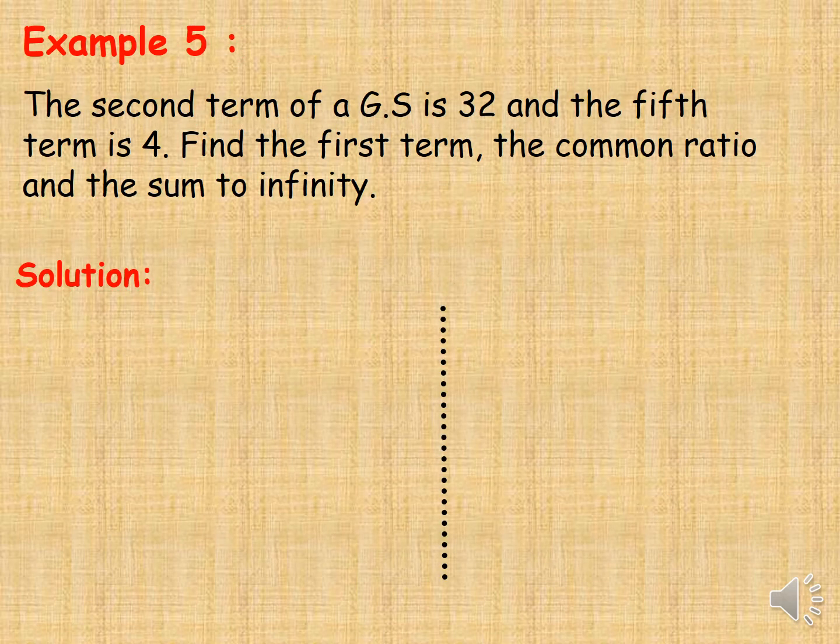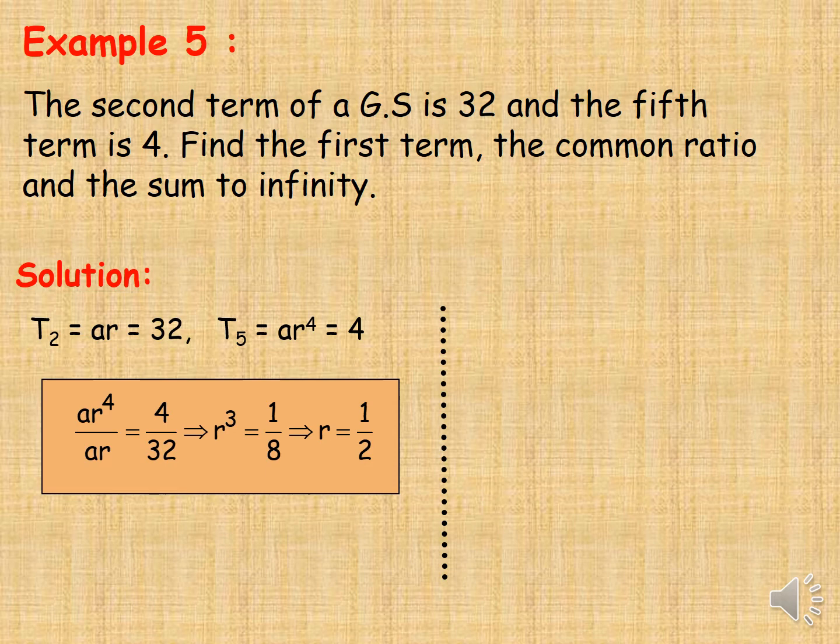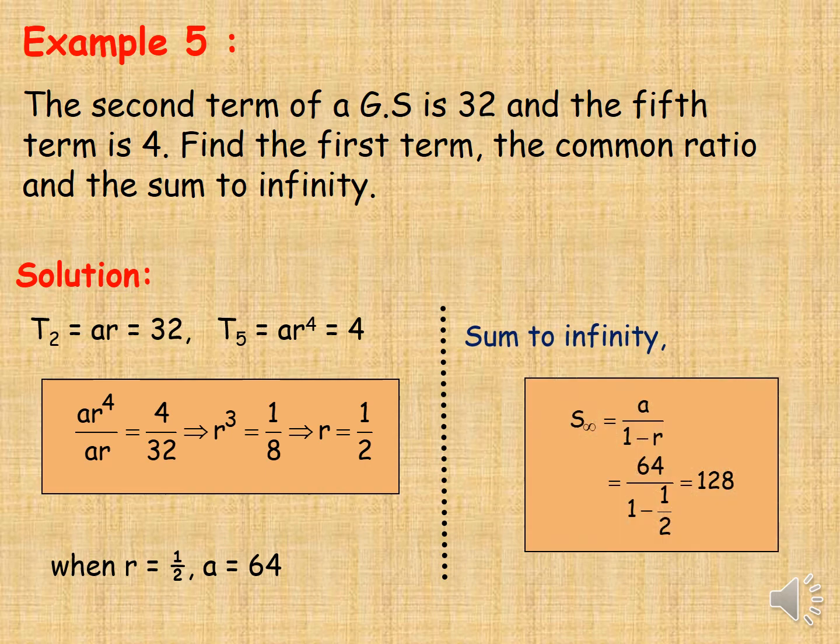Example 5. The second term of a geometric series is 32 and the fifth term is 4. Find the first term, the common ratio and the sum to infinity. From the above information, we know that T2 is equal to 32 and T5 is equal to 4. Using simultaneous equations to find r, r is equal to 1 over 2. When r is equal to 1 over 2, a is 64. Substitute r and a into the sum to infinity. So S infinity is equal to 128.